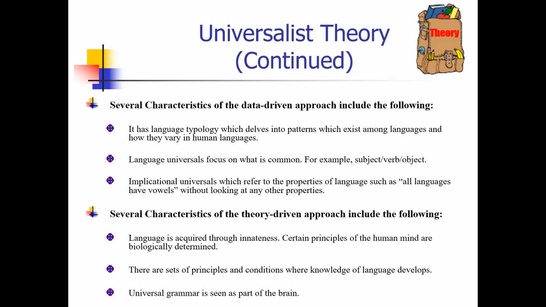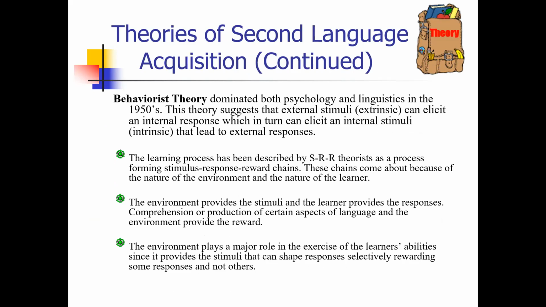And then next are several characteristics of the theory-driven approach, including the following. First, language is acquired through innateness, and certain principles of the human mind are biological determinants. And then the next one is that there are sets of principles and conditions where knowledge of language develops. And then the last one is that universal grammar is seen as part of the brain.